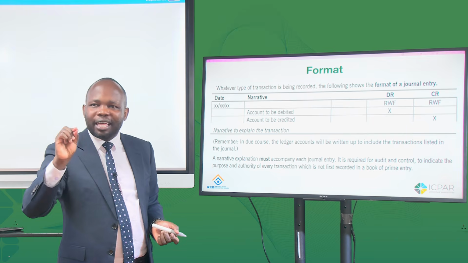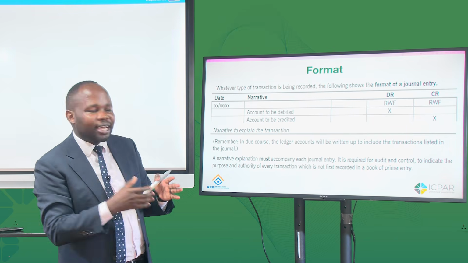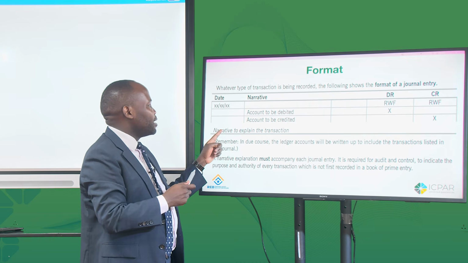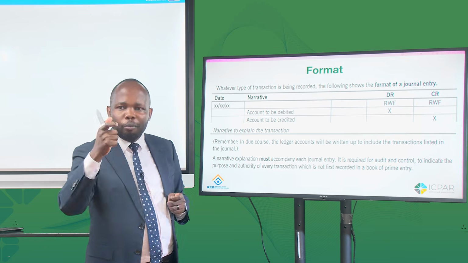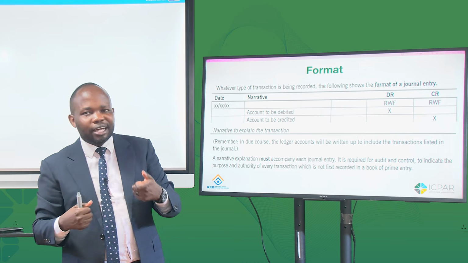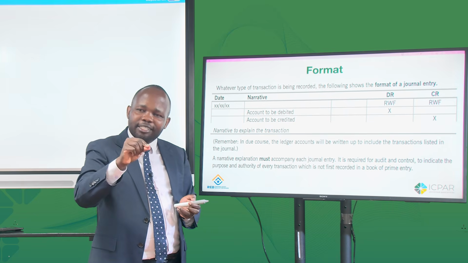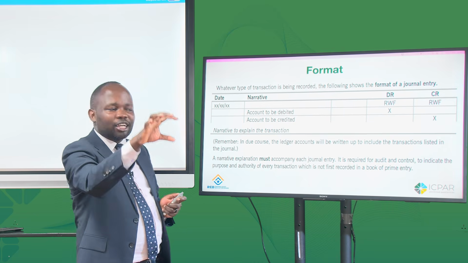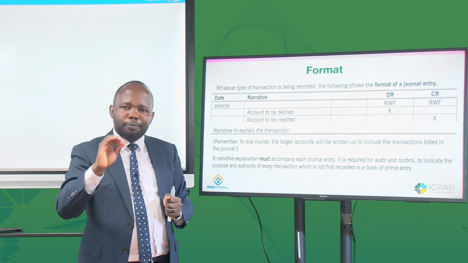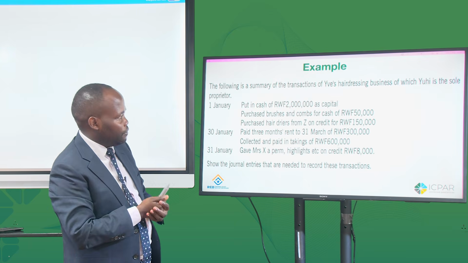Maybe there is an item that was omitted. If there was an item that was omitted, the narrative here will be correction of error of omission, because there was an item that was omitted. So a narrative explains what you are correcting, or explains the mistake that was there, or explains the nature of the transaction that you have been given.